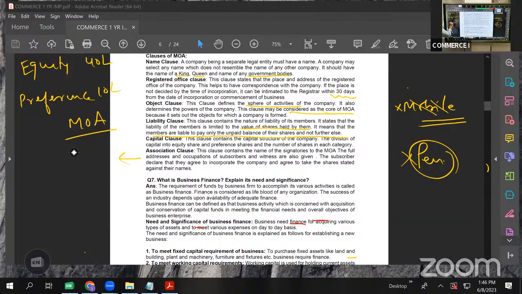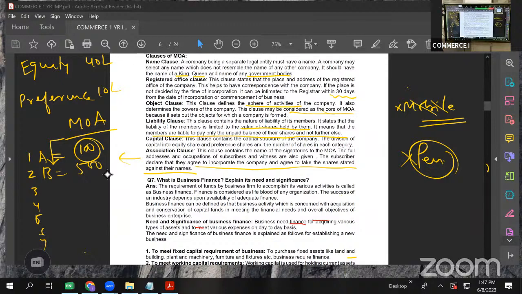The subscribers declare here, whoever is signing the signatory, he will declare that I agree to incorporate the company and agree to take the shares stated against name. Suppose, if you remember, if it is a public limited company, at least 7 members should sign, I said. So 1, 2, 3, 4, 5, 6, 7 members are signing. Against A, there are 100 shares. So A is obligated to buy how many shares? 100 shares. Similarly, against B, it is written 500 shares. So B is obligated to buy how many shares?